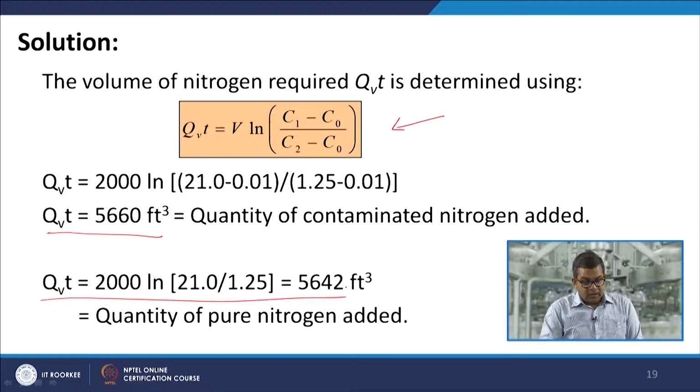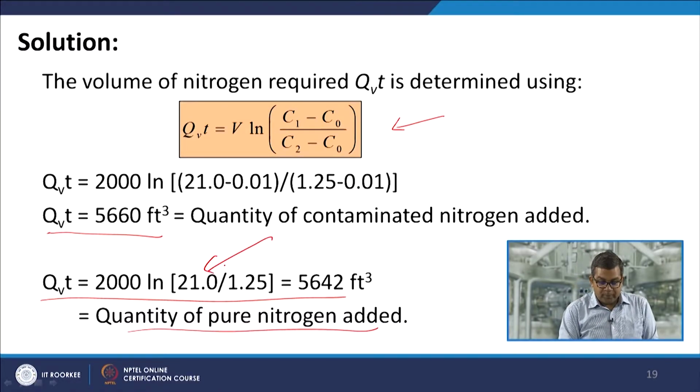That is the quantity of contaminated nitrogen added. Now, the quantity of pure nitrogen added we can easily calculate by this particular aspect: 2000 ln(21 divided by 1.25), which is equal to 5642 cubic feet. So in this way you can calculate how much quantity of pure nitrogen is added to the system.